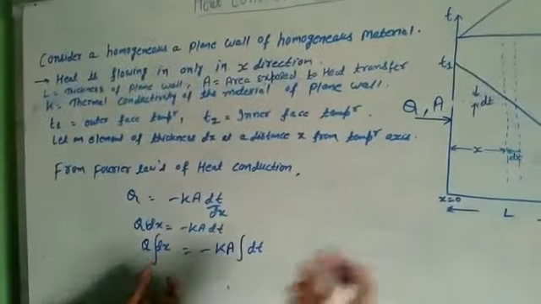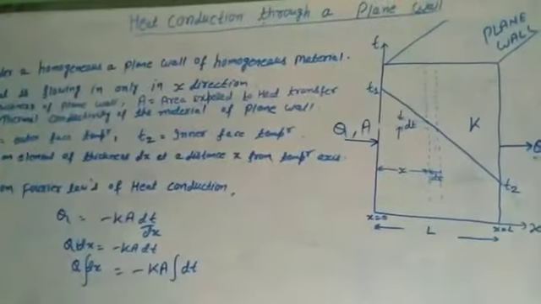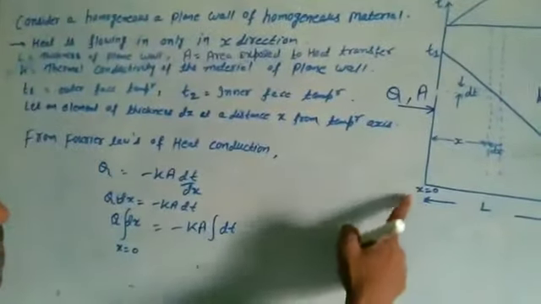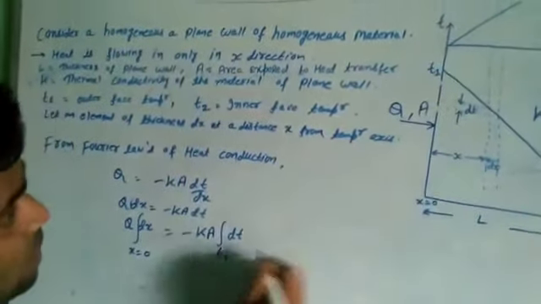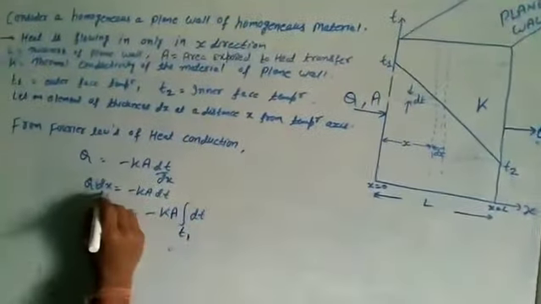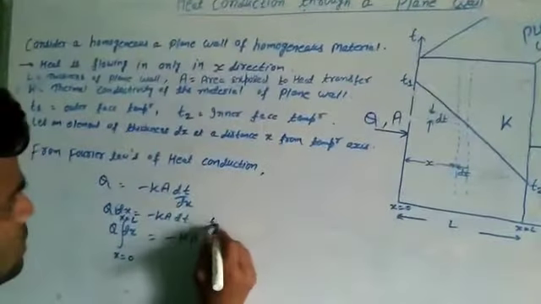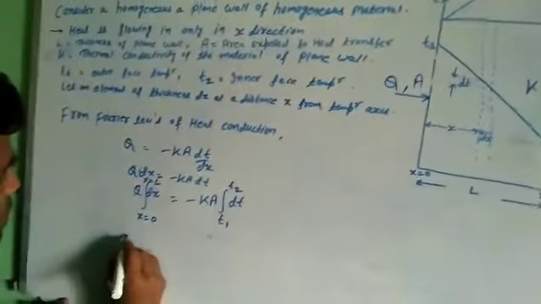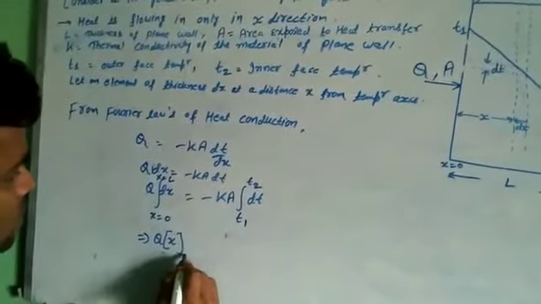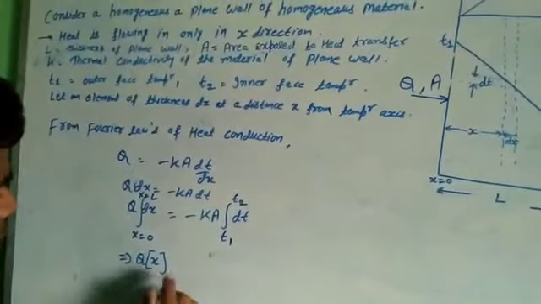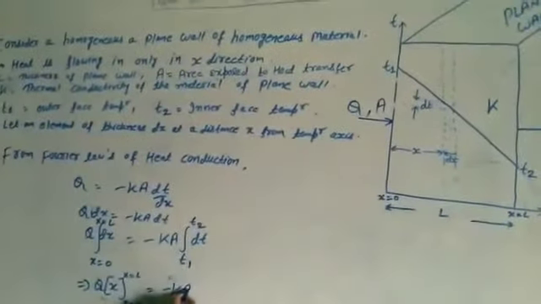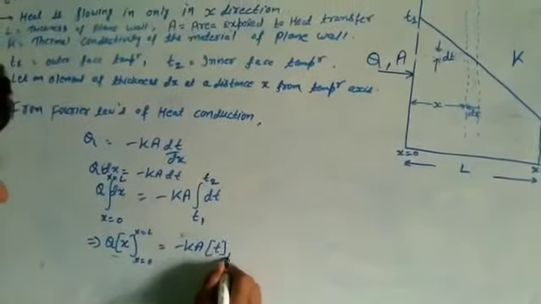Here the variables are x and T, temperature versus x. So at x is equal to 0, the temperature is T1. At x is equal to L, the temperature is T2. So integrate it: Q integral of dx from 0 to L is equal to minus K integral of dT from T1 to T2.